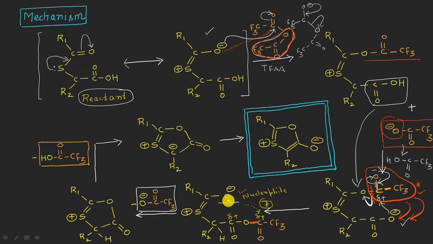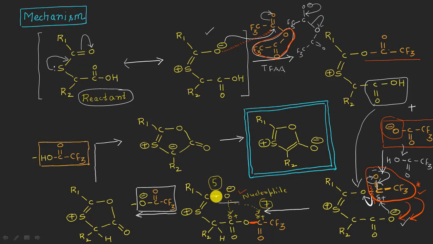And now let us also consider the other case in which it is attacking this carbonyl carbon here. So in that case, we will have a cyclic structure which will only have 1, 2, 3, 4, and 5 membered ring structure, right?